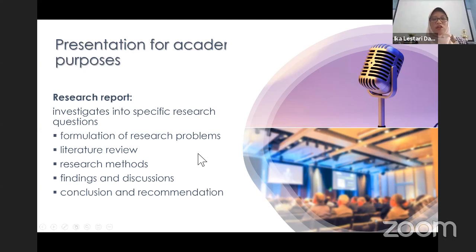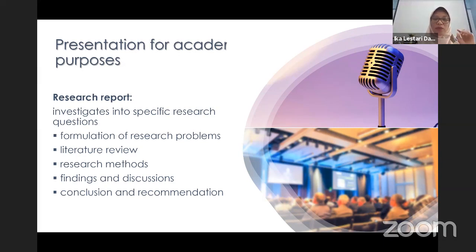So what are the purposes of presentation in academic setting? Usually when we present in academic settings like conferences or seminars, we would like to share the research that we have conducted, and we want to convince the audience that our research is significant and important. That's what we want our audience to agree with. And to convince them, we need to introduce the background of why this research is worth conducting.